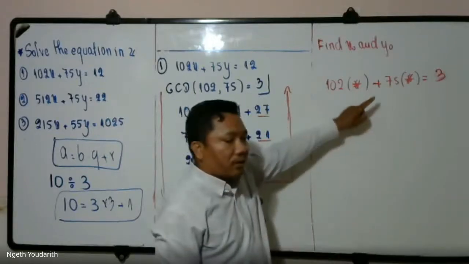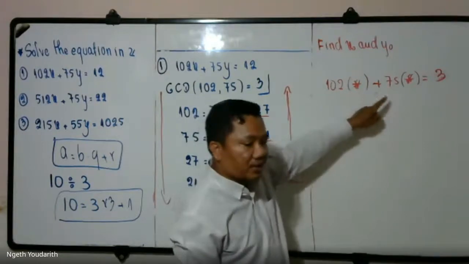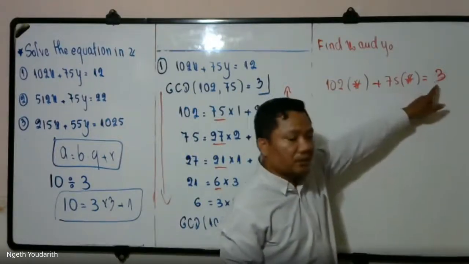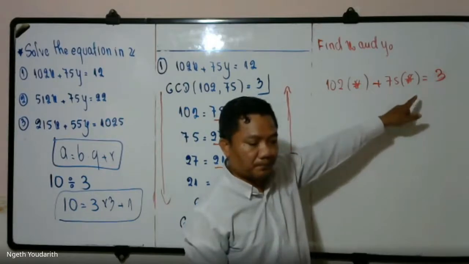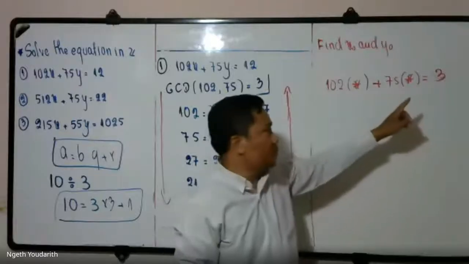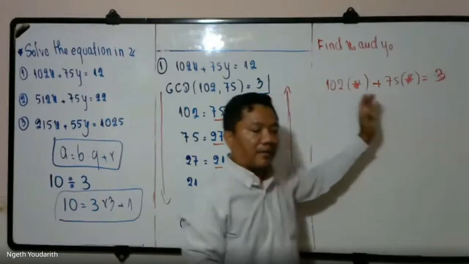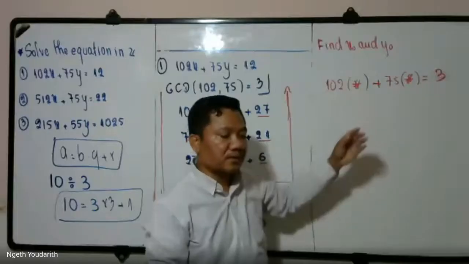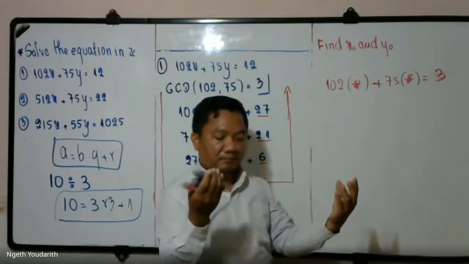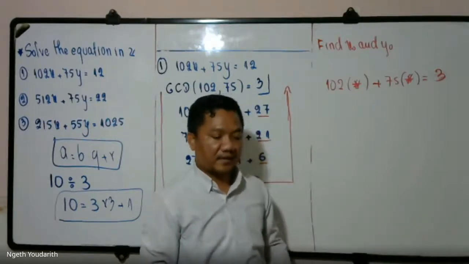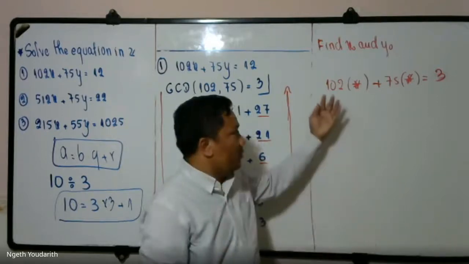But our equation's result is not 3, it is 12. So we come from 3 to 12, how do you do? Multiply by 4. If you multiply by 4 on the right hand side, the left hand side also multiplies by 4, because it is an equation. When you multiply by some constant on the right hand side, you get the same constant on the left hand side. So now we start from our GCD.